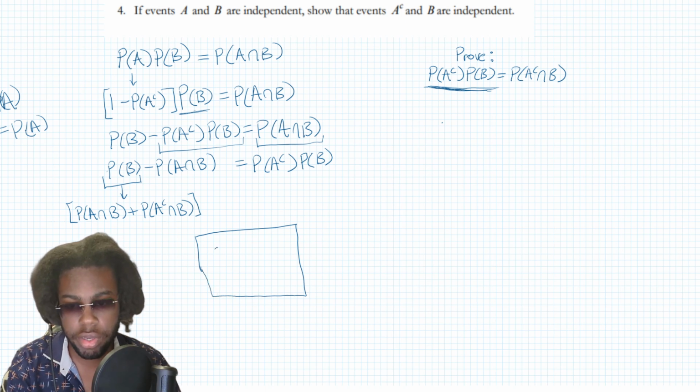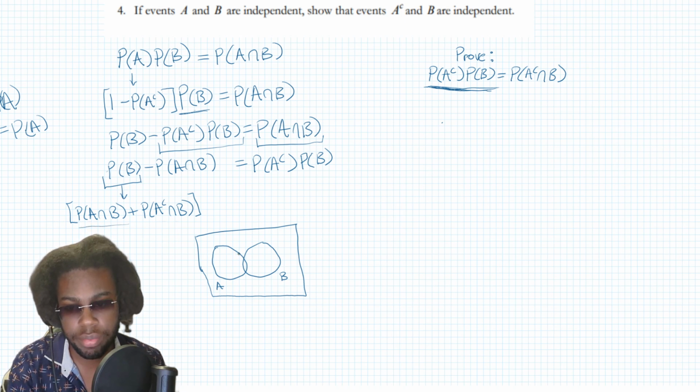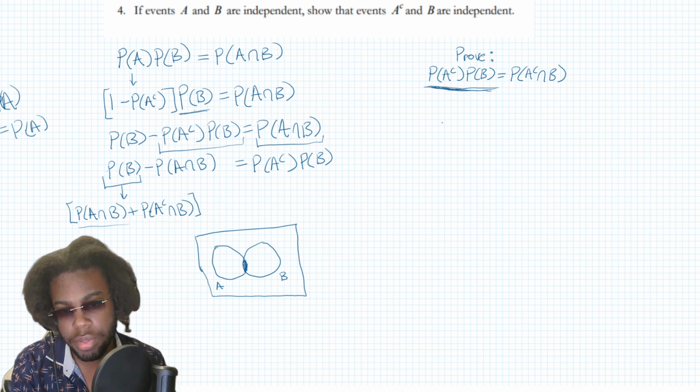So looking at this Venn diagram, this one is hideous, I know. Let this be A and let this be B. Now, let's look at this first one here. A intersect B. A intersect B is this area here in the middle that I've made unnecessarily tiny, right? Now, all we need to get the entirety of B is to fill in this region here. This probability is the probability of A complement intersect B.